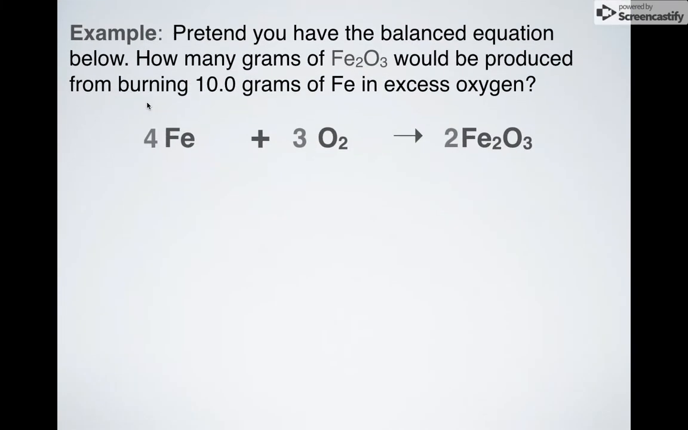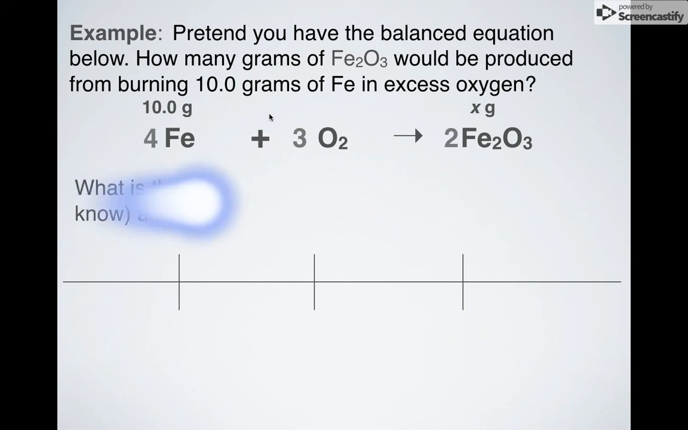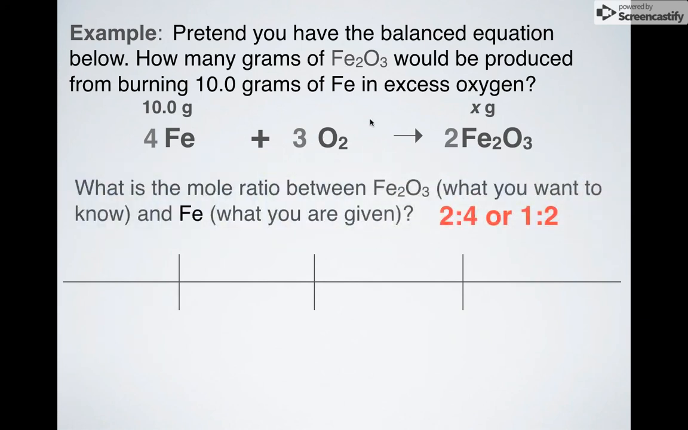Next up, pretend you have a balanced equation like this. How many grams of Fe2O3 would be produced from burning 10 grams of Fe in excess oxygen? Good. Let's follow the same directions. 10.0 grams. What do I want to know? I want to know how many grams of iron 3 oxide I'm making. All right, let's take a look. It's grams to grams, so I know that's a three-step process. What's my mole ratio between these two? It's a 2 to 4, so 2 over 4, or 1 to 2, if you want to simplify it.